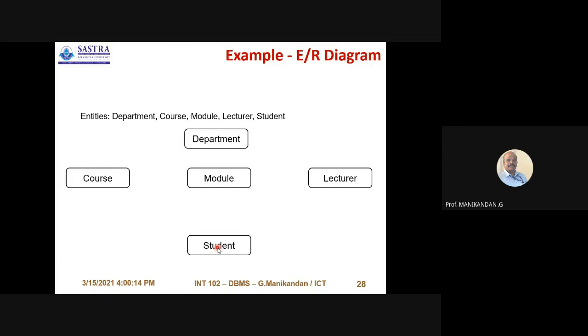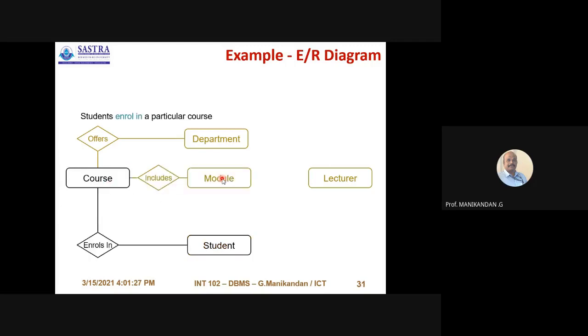Next is the relationships. A department offers a course, or the course is offered by the particular department. If you remember the problem statement, each department offers several courses. So the relationship between the department and course entity types is offers. Each course consists of various modules, or a number of modules makes up each course. So what is the relationship? Includes. Course includes module.